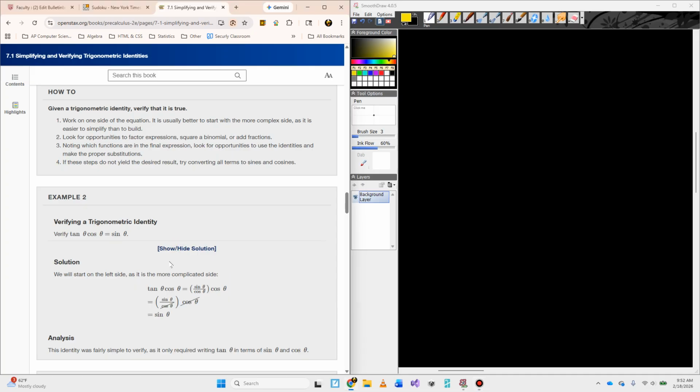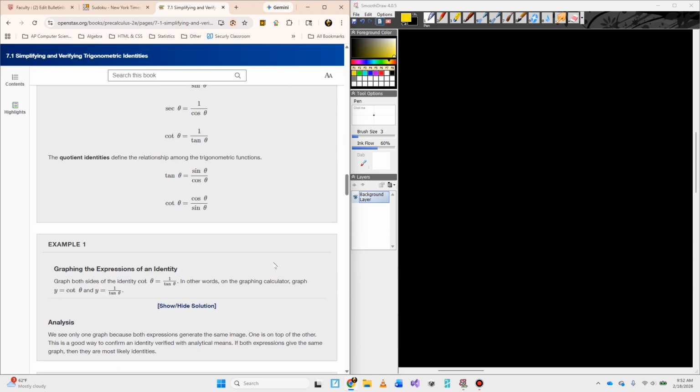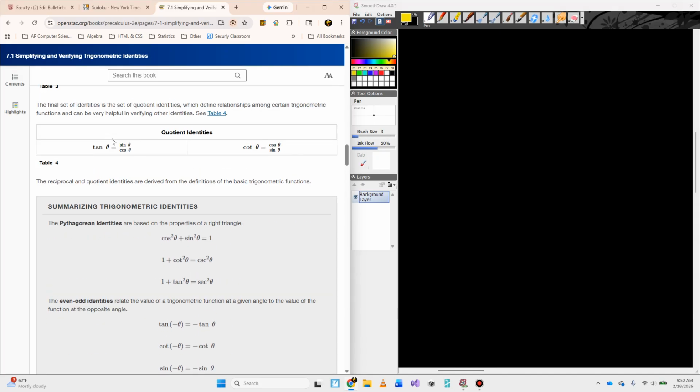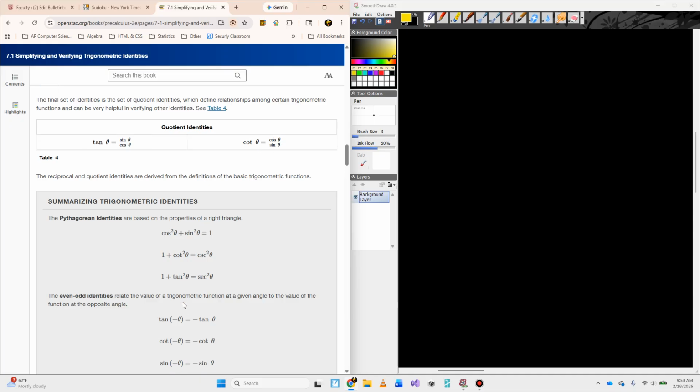So one thing that we can do is we can certainly look at the fact that tan theta can be rewritten as sine theta over cosine theta. That is an identity that is written right here. These are quotient identities. Tan theta can be written as sine theta over cosine theta, and cotangent theta can be rewritten as its reciprocal, cosine theta over sine theta.